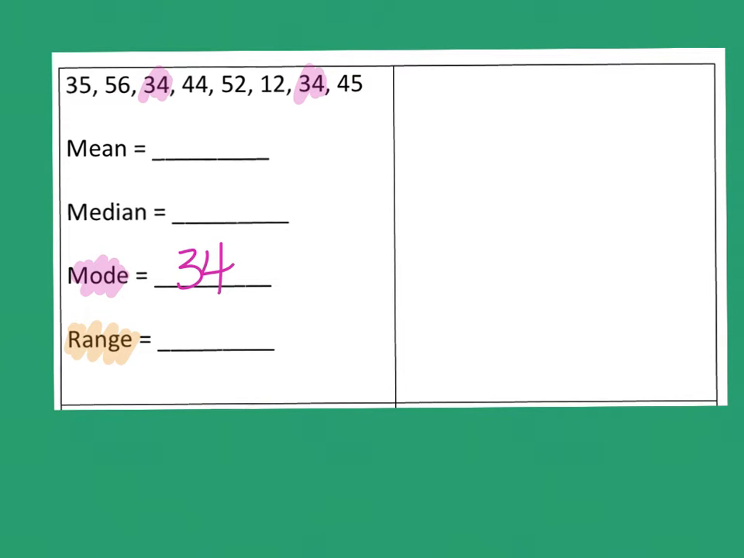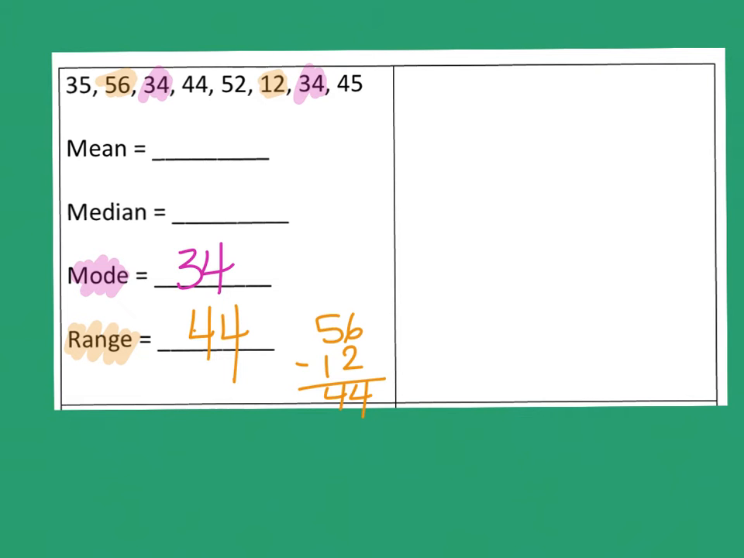Okay, the next thing is range. And range was to identify the highest number and the lowest number and then subtract them. So my lowest number in the list is 12. And my highest number in the list is 56. So then I would just come over here and subtract them. 56 minus 12 is 44. So I would say the range of numbers is 44.